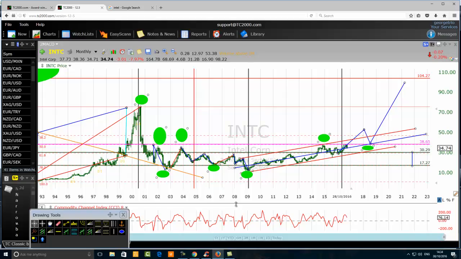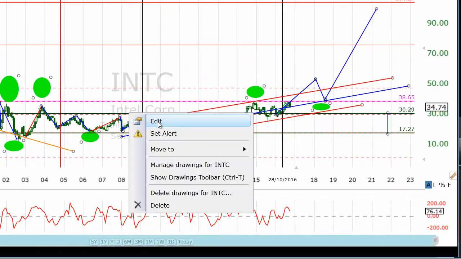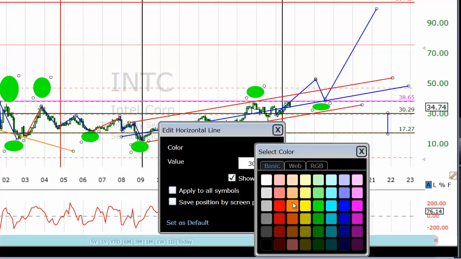There is another key level that I will mention to you, which I'm going to mark now in orange. I think orange is beautiful, all right.